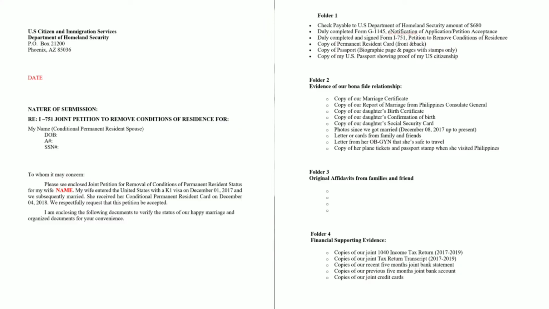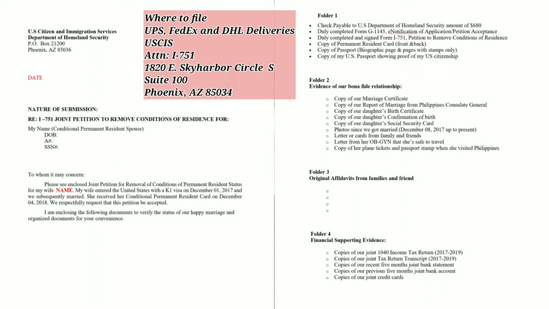It is addressed to U.S. Citizen and Immigration Services, Department of Homeland Security, P.O. Box 21200, Phoenix, Arizona 85036. I use this address because I'm going to send this using USPS, but if you send your packet using UPS or FedEx and DHL, use this address right here.